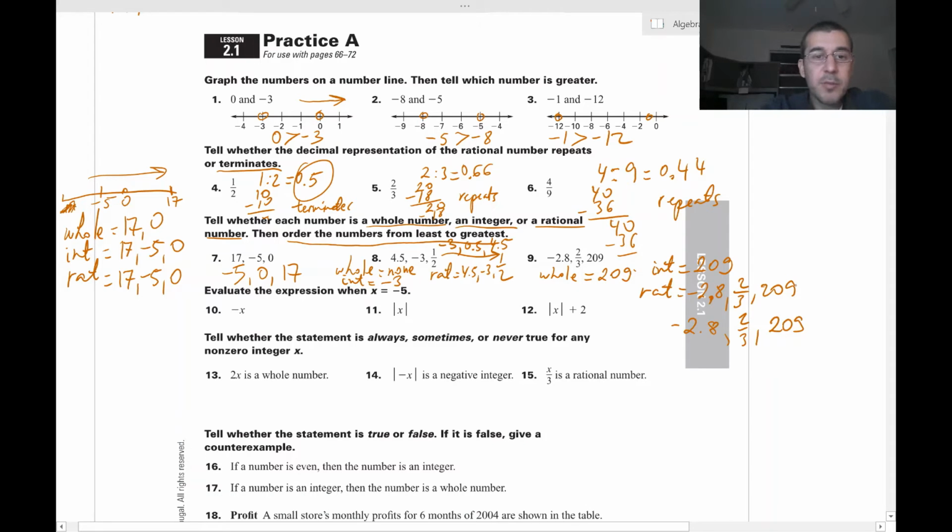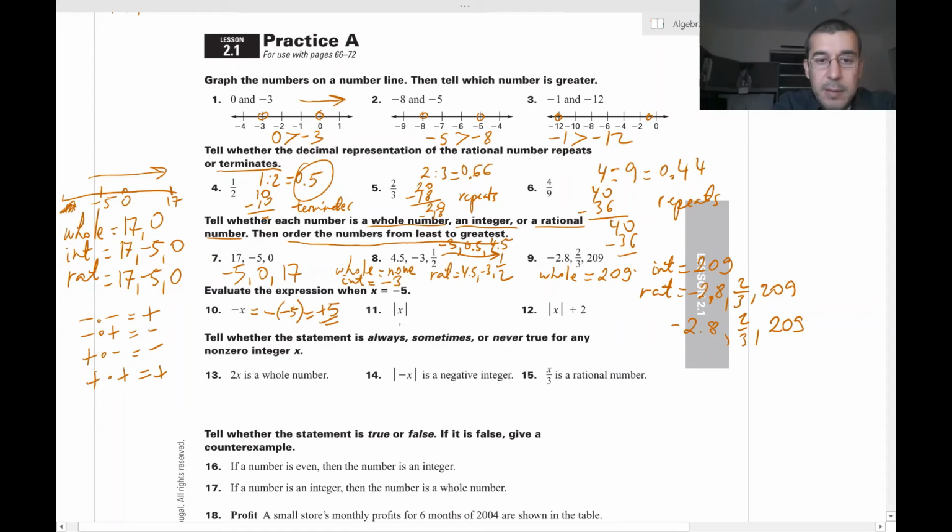Number 10, evaluate the expression when x equals minus 5. So we do minus, and then instead of x, we do minus 5. So this is minus times minus. So the minus times minus is plus. So this is plus 5. So let's review that. When you multiply minus and minus, that's plus. If you multiply minus with plus, that's minus. If you multiply plus with minus, that's minus. And obviously when you multiply plus with plus, it's plus.